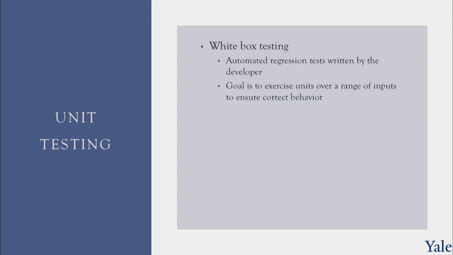This is whitebox testing. Often this consists of automated regression tests written by the developer, and the goal is to exercise the units over a range of inputs to ensure correct behavior. The word regression here comes from the fact that you run the test, you get a number of results, you run it again the following day, and if anything changes in between, you can tell if you've made any difference in the code that broke something. So part of the goal of automated regression testing is to see if any change that we've made has broken something in the software.